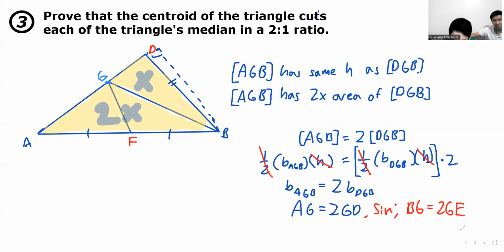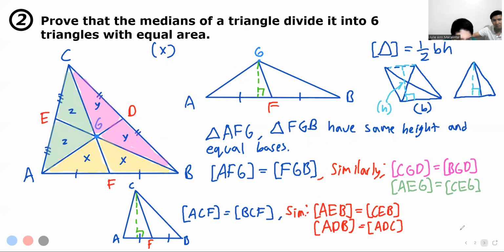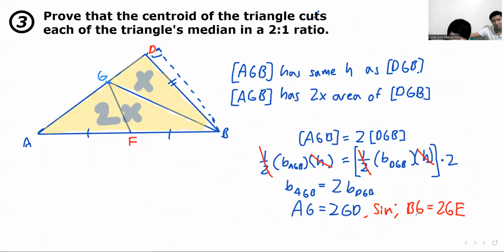And CG is equal to 2GF. So yes, and that's written in a 2:1 ratio.